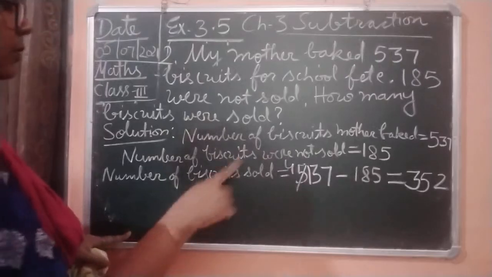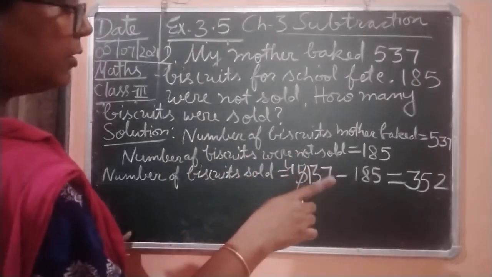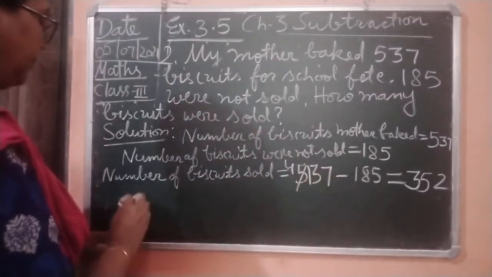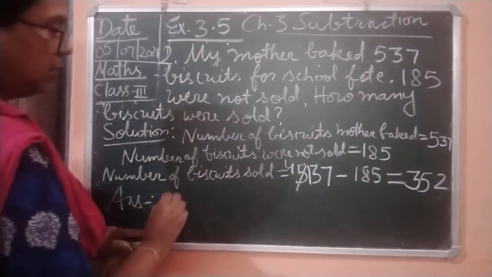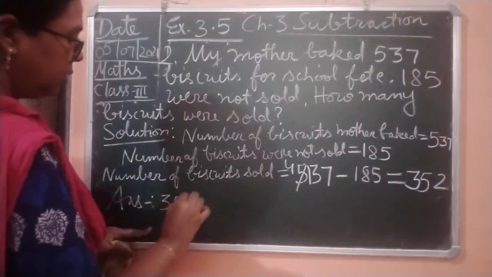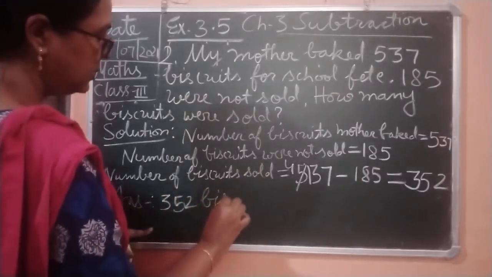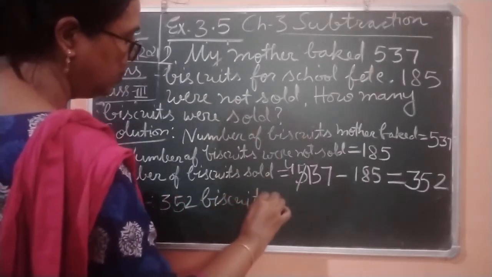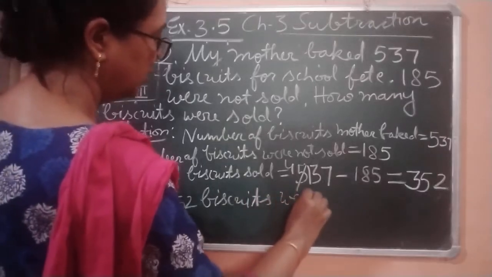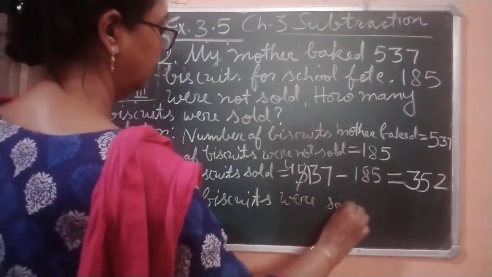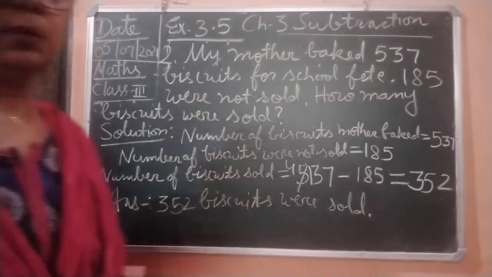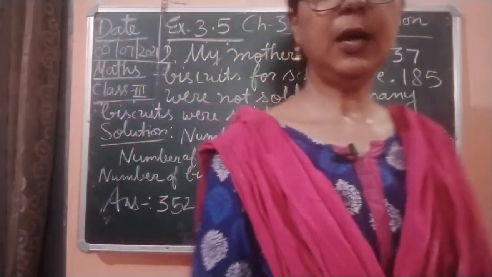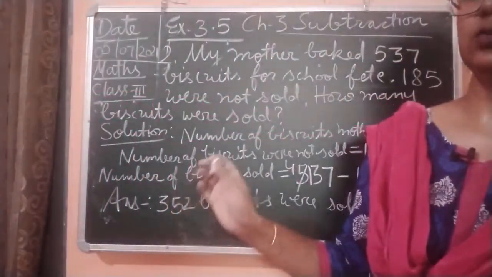352 biscuits were sold. Okay, answer we will write 352 biscuits were sold. पूछ रहा है कि कितना बिस्किट्स सेल हुआ, तो that we are writing number of biscuits were sold.